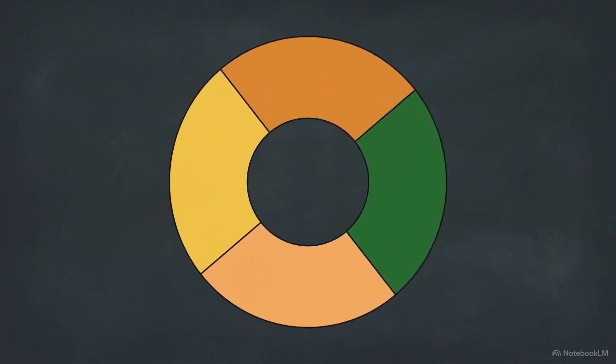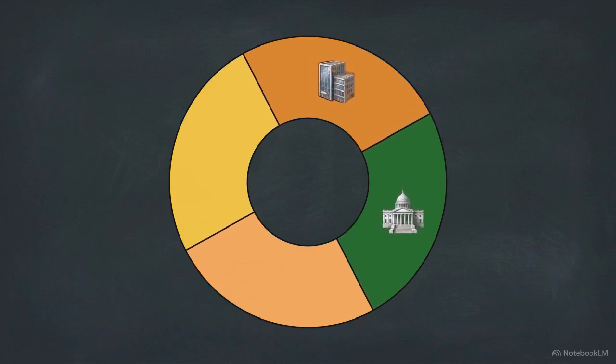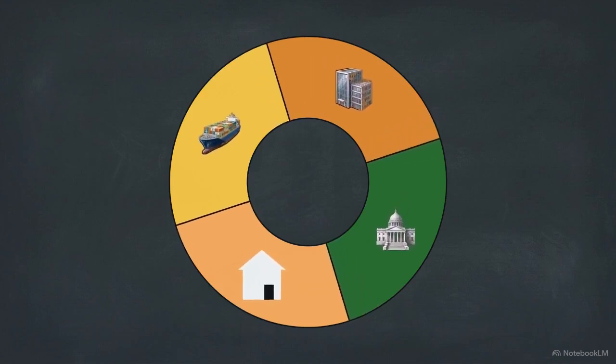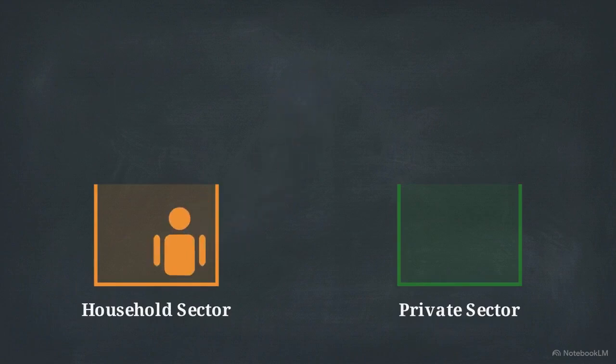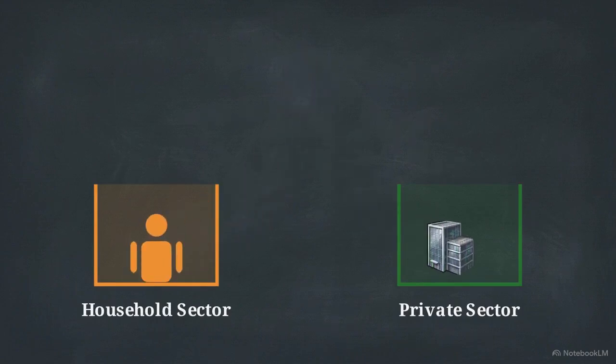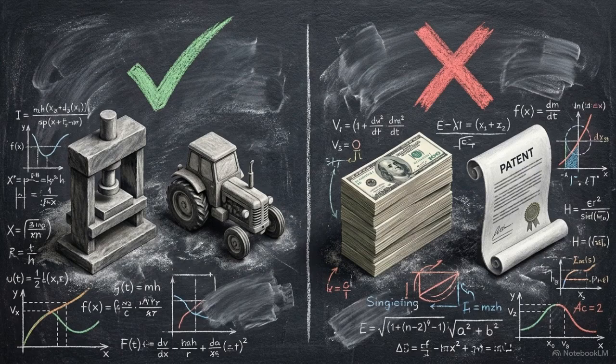We divide this mixed economy into four distinct sectors: private, government, household, and external. There is a critical distinction in how these sectors are defined. An entrepreneur who starts a business is a human being. Consequently, they belong to the household sector, while the business they run belongs to the private sector. In this framework, capital refers strictly to physical machinery and infrastructure. It does not include money or intangible assets like patents.